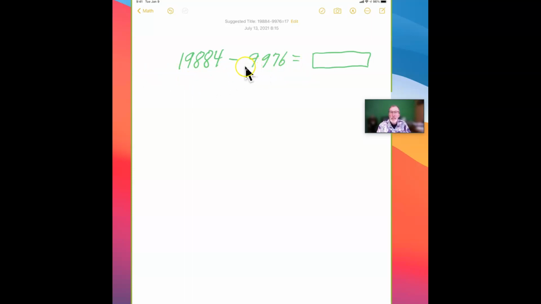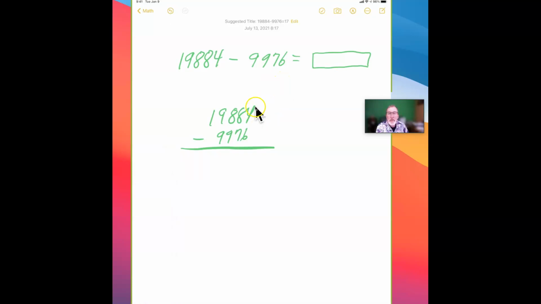And the number that's being subtracted is written down below. So we'll write this the way we're going to work it. 19884, and we're subtracting 9976. So just make sure that you've got these lined up so that you're subtracting the thousands column from the thousands column and not from a different one. And then you're ready to go. Let's change colors so we can see what we're doing.